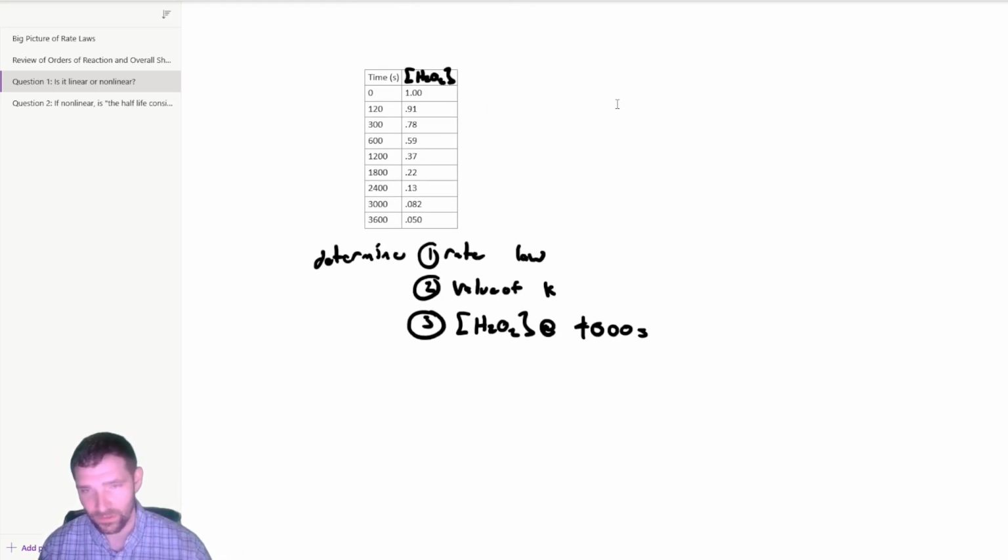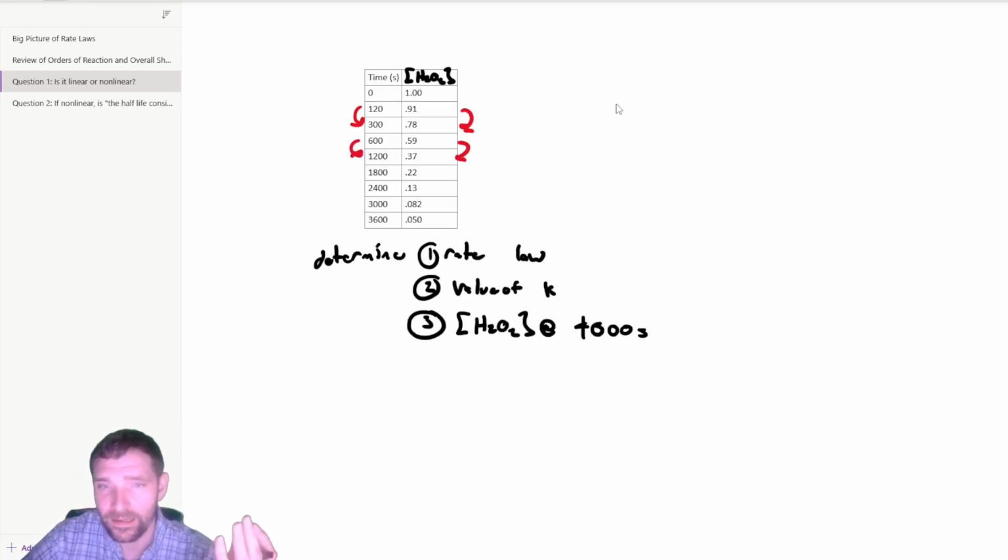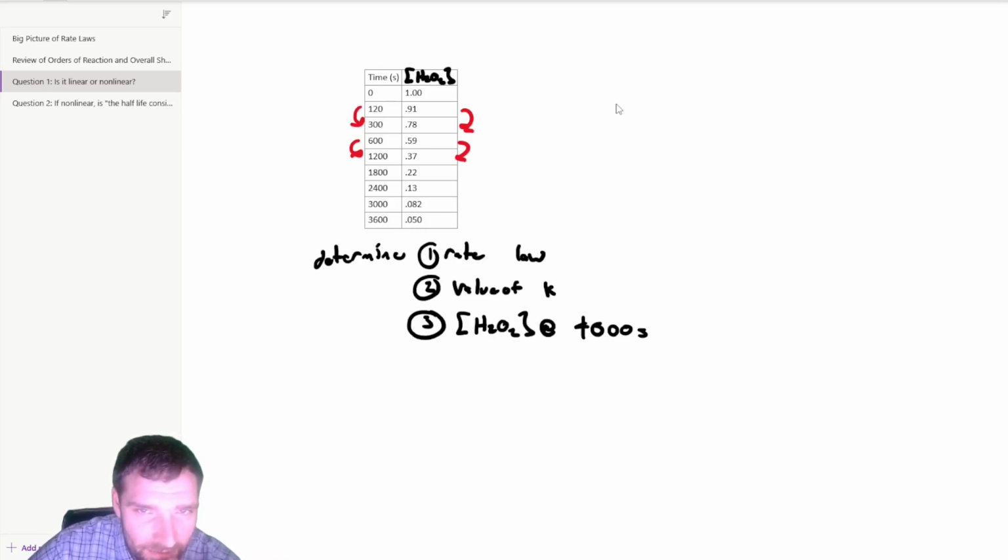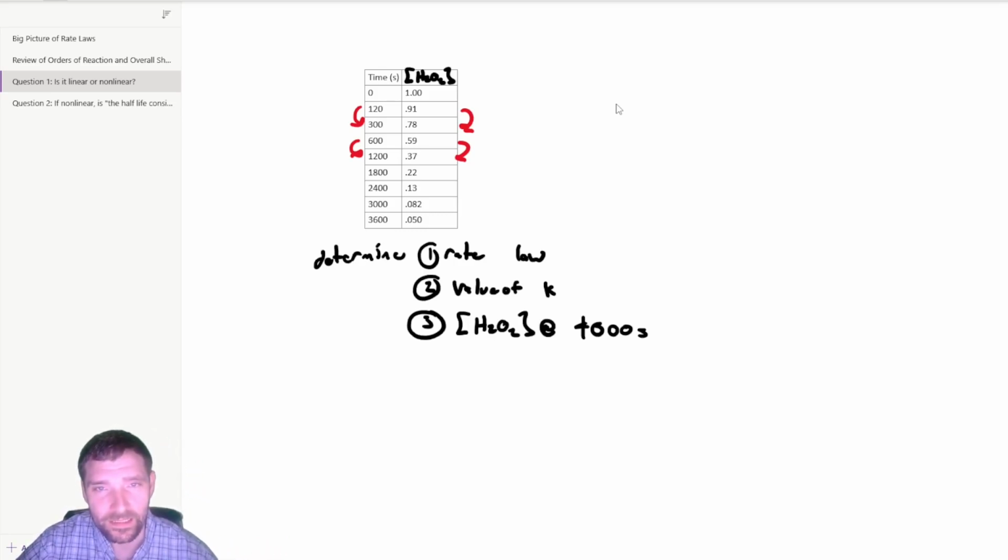Is it zero, first, or second order? When I look at this graph, you can look at the slopes by going down a certain amount here and seeing if that is changing. But I can just look at this and say, it looks like going from 0 to 600 would be a better comparison than the 600 to 1200, because that's the same change in t.